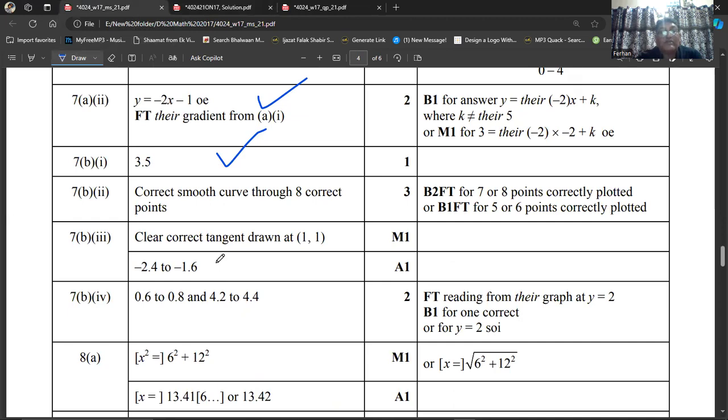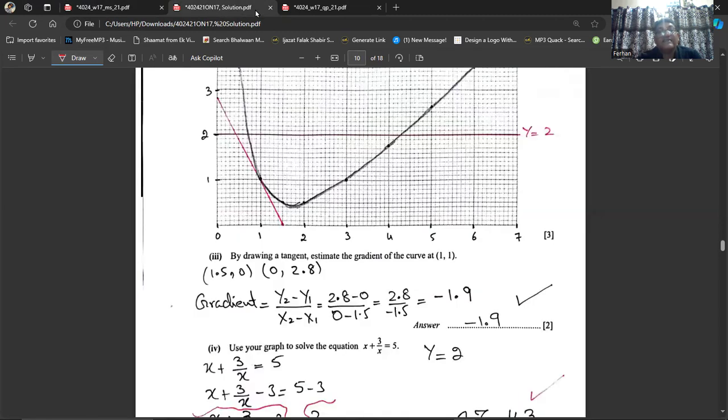So minus 1.9. They say from minus 1.6 to minus 2.9. So our answer is in this range. Okay, so this answer is right.